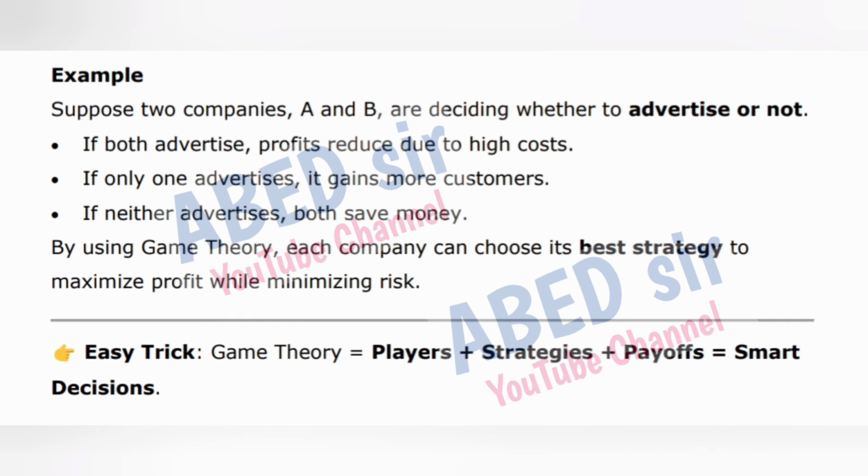Example: suppose two companies, A and B, are deciding whether to advertise or not. If both advertise, profits reduce due to high costs. If only one advertises, it gains more customers. If neither advertises, both save money. By using game theory, each company can choose its best strategy to maximize profit while minimizing risk. Easy trick: game theory equals players plus strategies plus payoffs equals smart decisions.